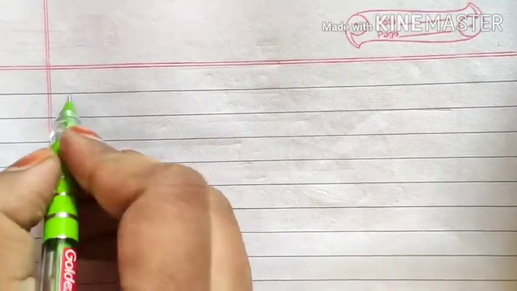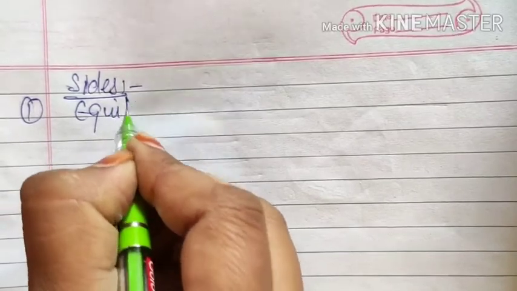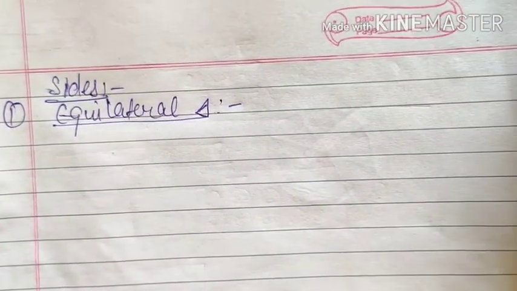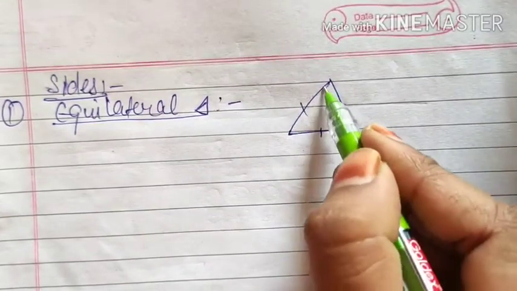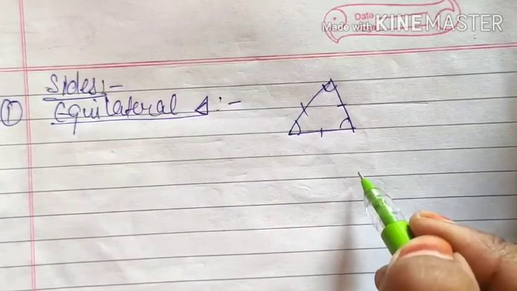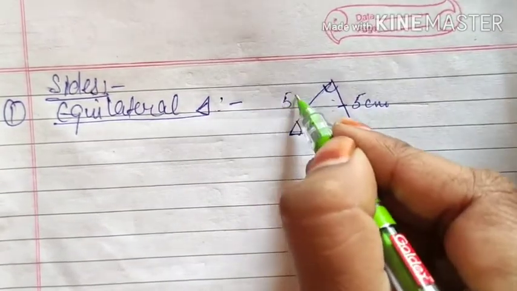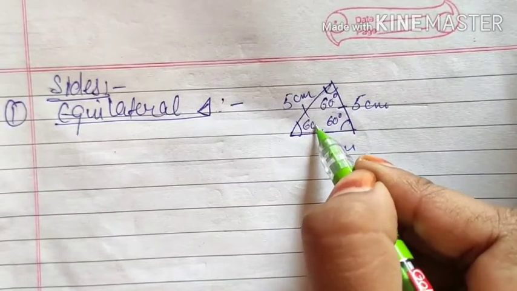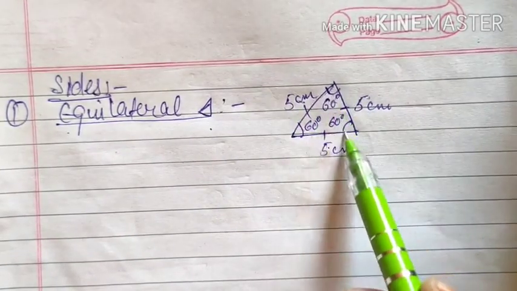The first type is on the basis of sides. The first one is the equilateral triangle. This is the symbol for triangle, a small triangle. An equilateral triangle means all 3 sides of a triangle are equal, and all the angles are equal. For example, if one side of this triangle is 5 centimeters, then another will also be 5 centimeters and the third one also 5 centimeters. If one angle is 60 degrees, then the remaining angles will also be 60 degrees. Therefore, in an equilateral triangle, all the sides are equal and all 3 angles are also equal.